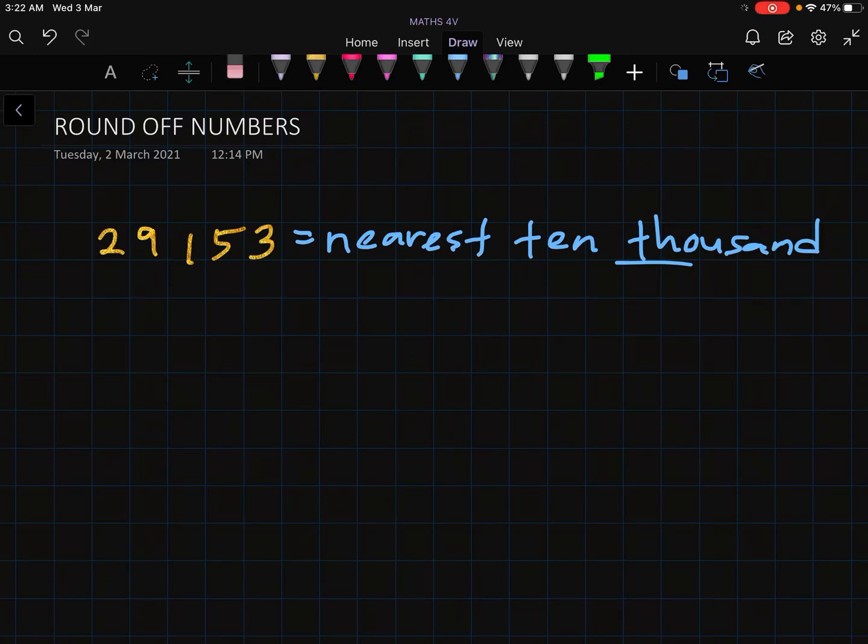Good morning. Today we are going to learn about rounding off numbers. This topic is really familiar to you all because you have already learned this in Year 1, 2 and Year 3. In Year 4, the numbers are slightly getting bigger. Now we go straight to the question.